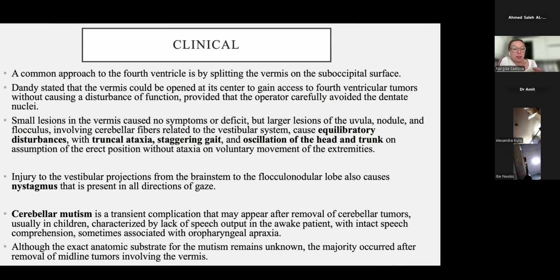Cerebellar mutism is a transient complication that may appear after the removal of cerebellar tumors, usually in children, characterized by lack of speech output in an awake patient with intact speech comprehension, sometimes associated with oropharyngeal apraxia. Although the exact anatomic substrate for the mutism remains unknown, the majority occurred after the removal of midline tumors involving the vermis. Thank you.